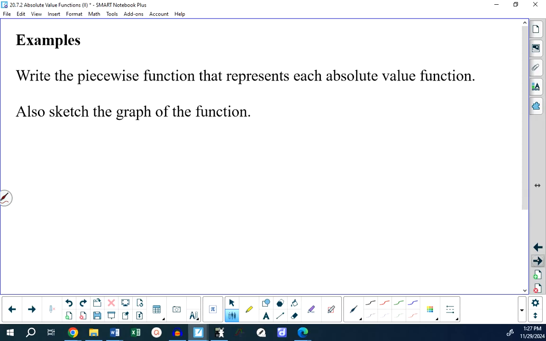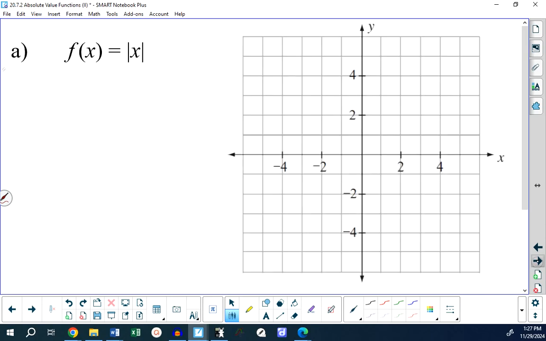So for all of these examples today, and this is all we're doing today, we're writing the piecewise function and we're sketching the result, or we're sketching the original function. So here's how it works.